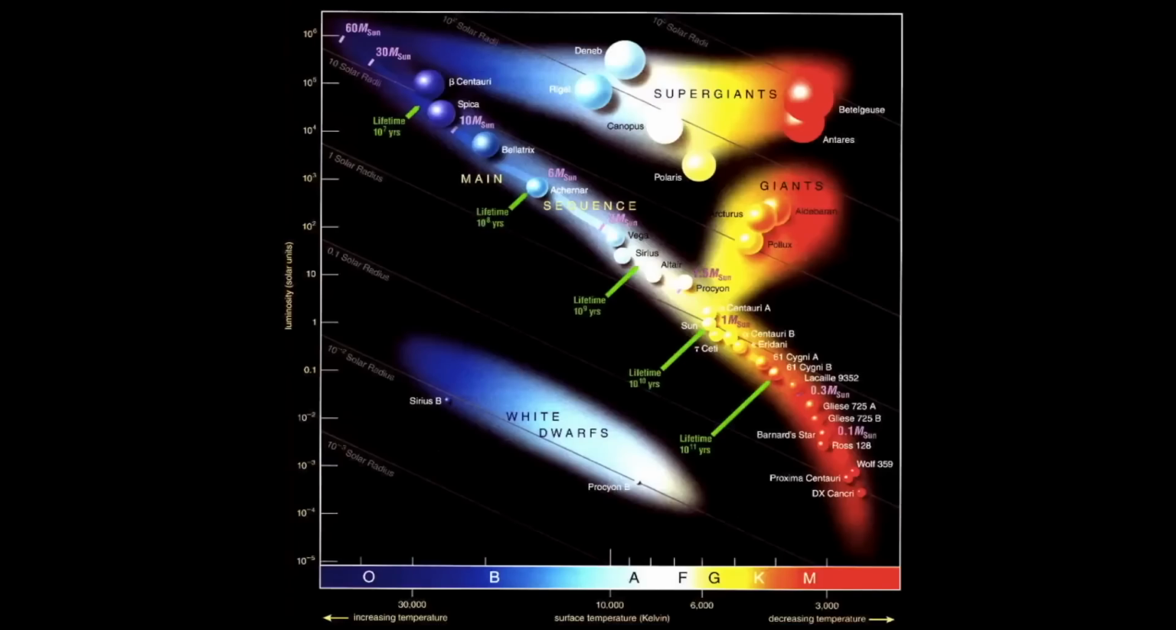We have all sorts of stars up and down the main sequence. We have supergiants, giants, and white dwarfs. That's where they come from.